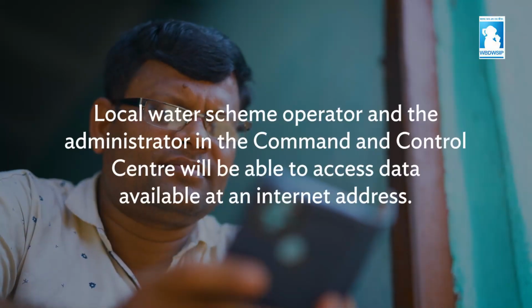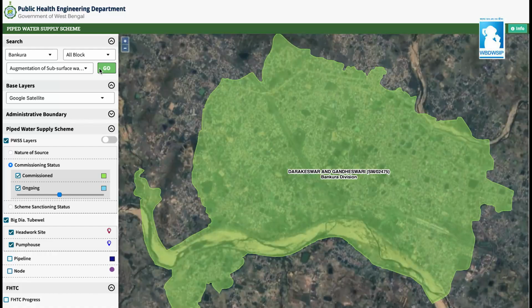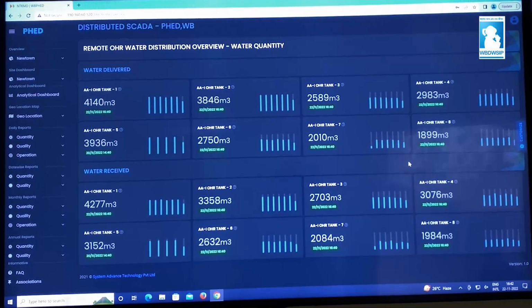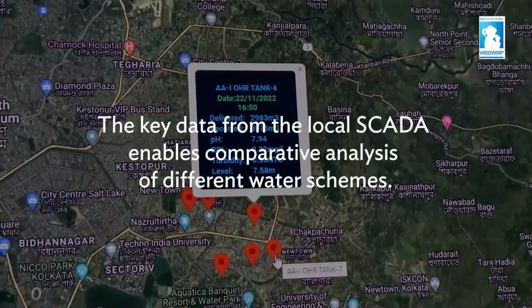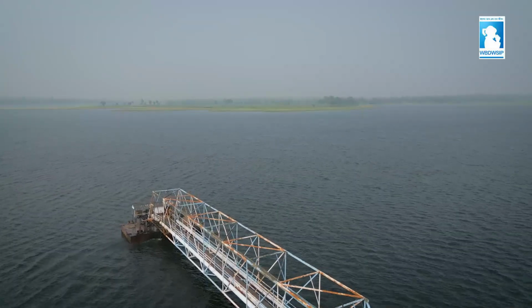The operator in the local water scheme and the administrator in the Command and Control Center at the PHED headquarters will exchange information about the internet address where the data is to be shared. The key data from the local SCADA will then be shared and the performance will be compared with other schemes.